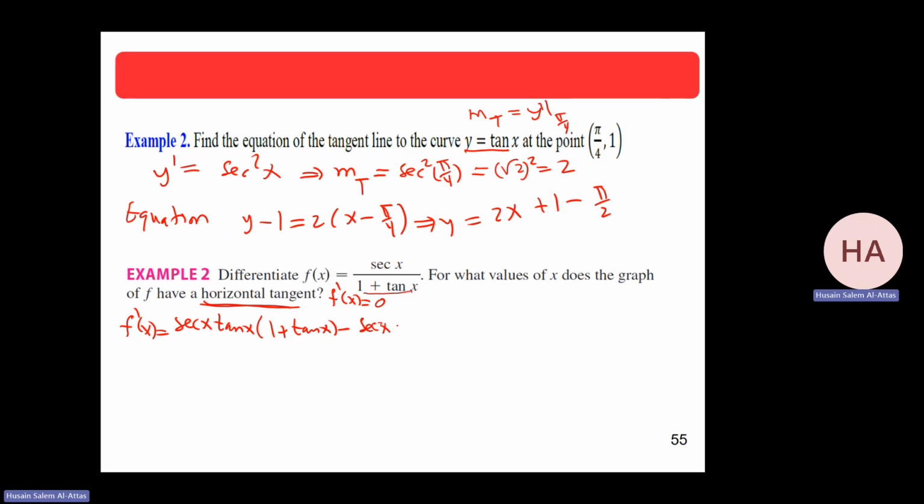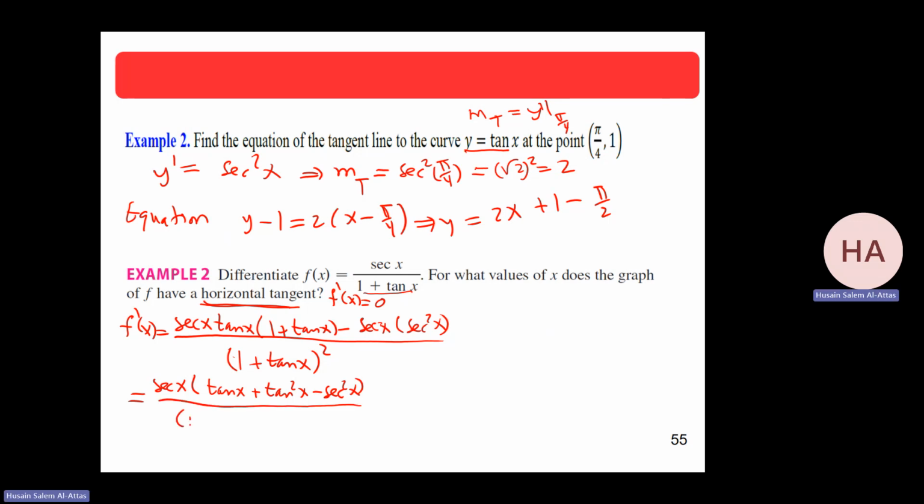Now, what's the derivative of this? It is secant square x all over 1 plus tan x all squared. Now, I can take secant as a common factor. What's the remaining? I have tan x plus tan square minus secant square, all over 1 plus tan x all squared.